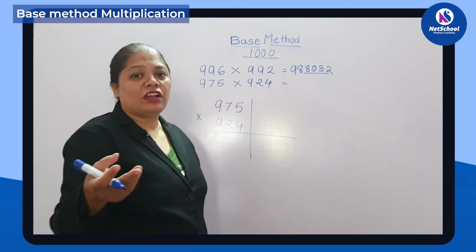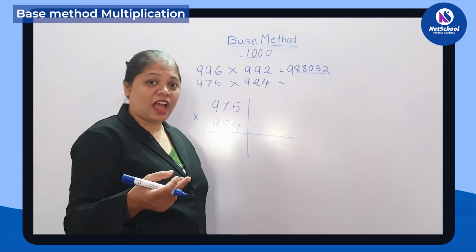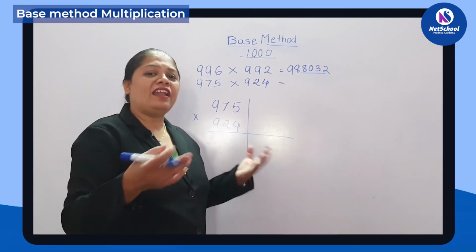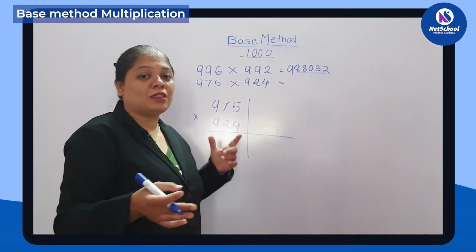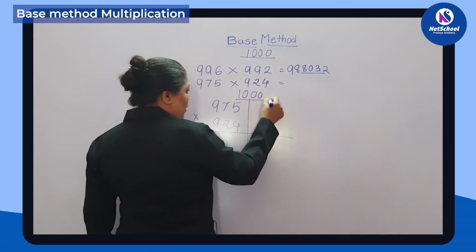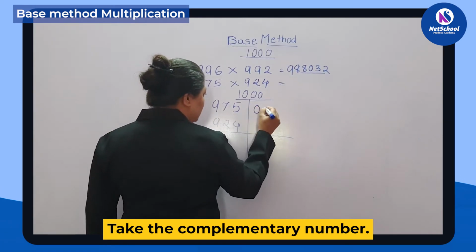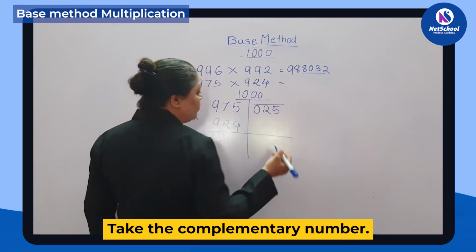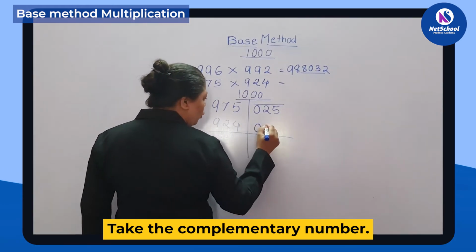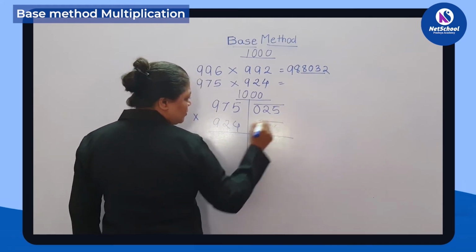In one of my upcoming videos, I will teach you magic multiplication, that is multiplication with the numbers 5, 25, 11, 9 and their multiples. So here this is a typical example. The numbers are near to 1000, base of 1000. Let us apply the complement: 025 and 076.